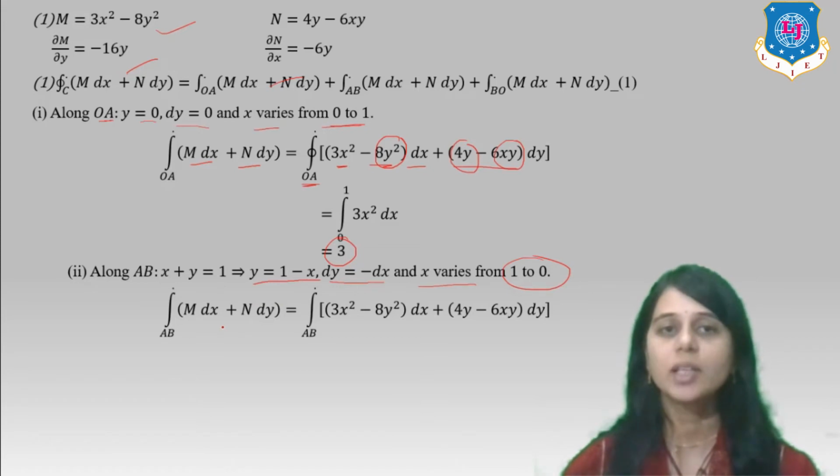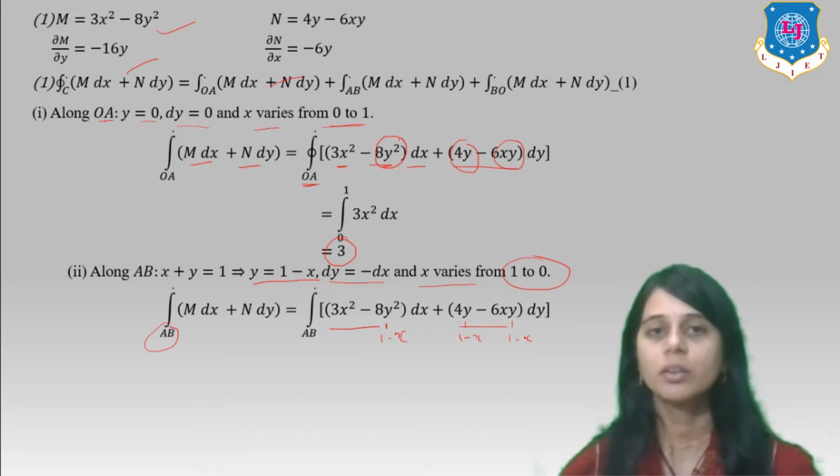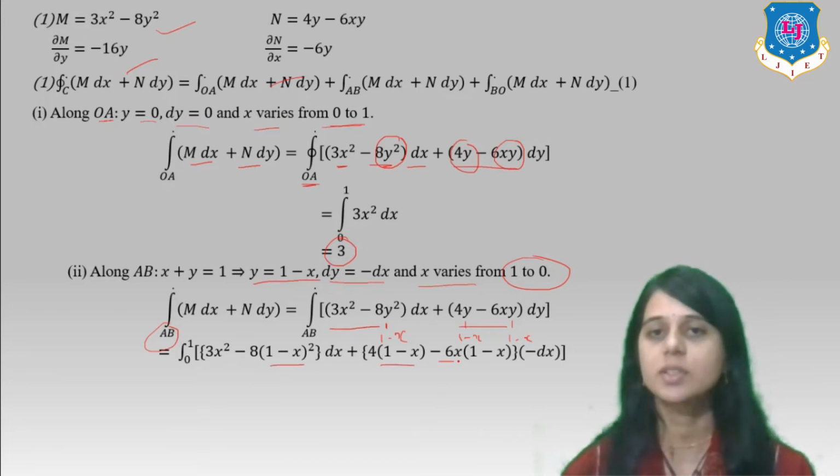Taking the formula M dx plus N dy for the path of AB. Put the value y equal to 1 minus x. So we get 3x square minus 8(1 minus x) whole square plus 4(1 minus x) minus 6x(1 minus x). For the dy, we take minus dx, and the interval is 0 to 1.